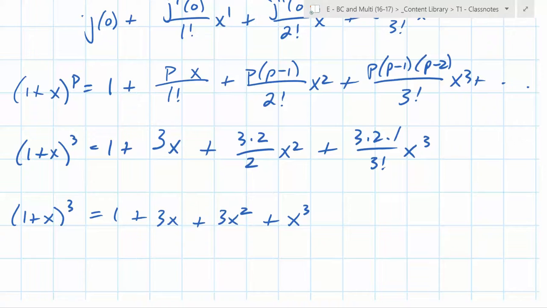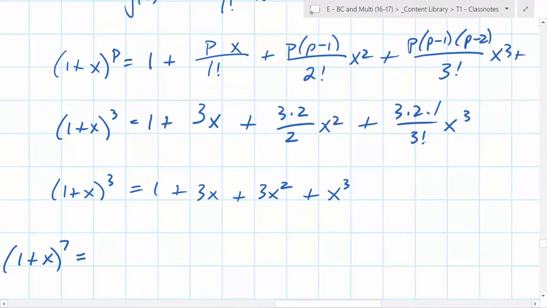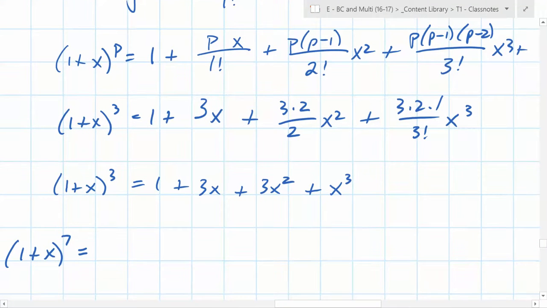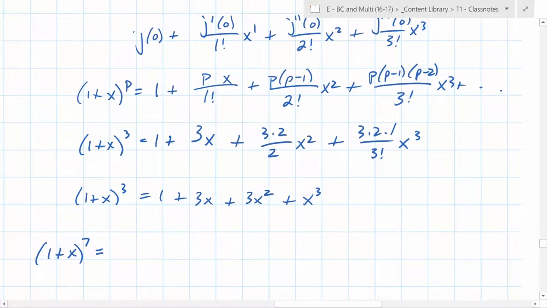It gets really helpful because I could literally ask you in a test, what is 1 plus x to the 7th power? What would you not want to do? Do that out by hand. But it's a repetitive pattern over and over again. You see the repetitive pattern? A lot of stuff cancels and it simplifies as quickly as you can. So do that for me right now. Based on that, what is 1 plus x to the 7th?